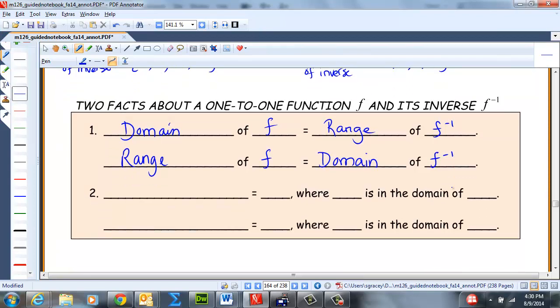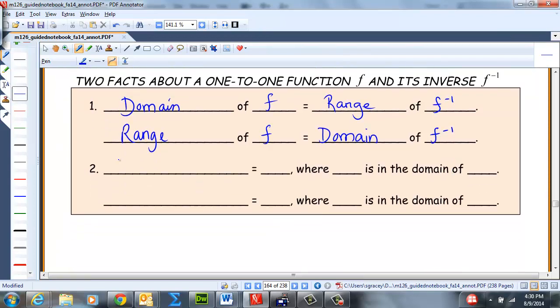Okay, so second fact. If you evaluate f at f inverse at x, so you're composing f with f inverse, you get x, where x is in the domain of f inverse. And if you compose f inverse with f at x, you'll get x, where x is in the domain of f.